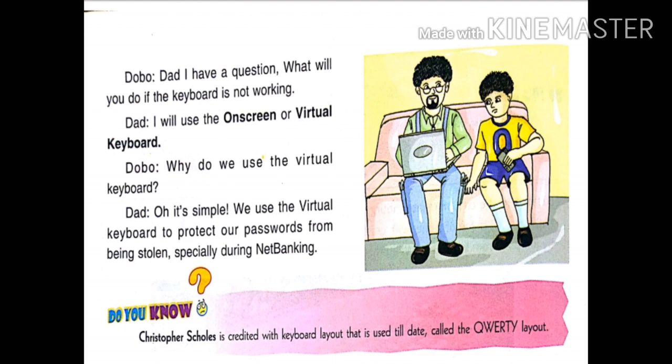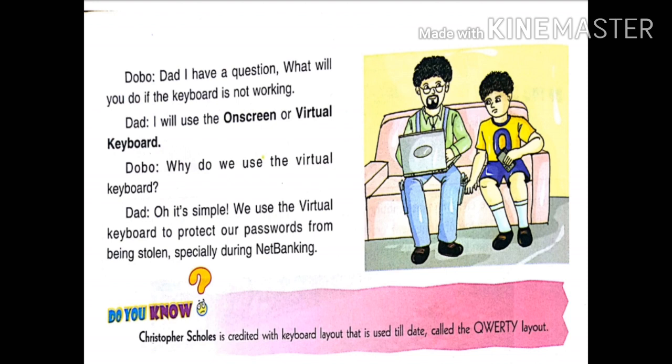Now there is a conversation between Dobo and Dad. Dobo: Dad, I have a question. What will you do if the keyboard is not working? Dad: I will use the on-screen or virtual keyboard. Dobo: Why do we use the virtual keyboard? Dad: Oh, it's simple. We use the virtual keyboard to protect our passwords from being stolen, especially during net banking.